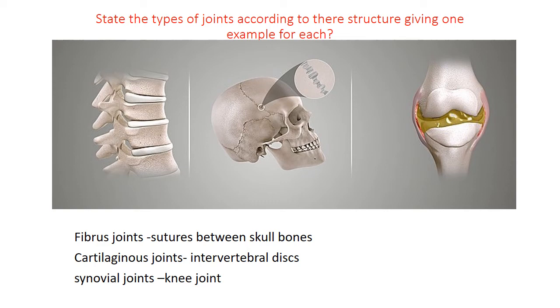The structural classification divides joints into fibrous, cartilaginous, and synovial joints, depending on the material composing the joint and the presence or absence of a cavity in a joint. Fibrous joints can be identified in the sutures between skull bones, cartilaginous joints in the intervertebral disc, and synovial joints in the knee.